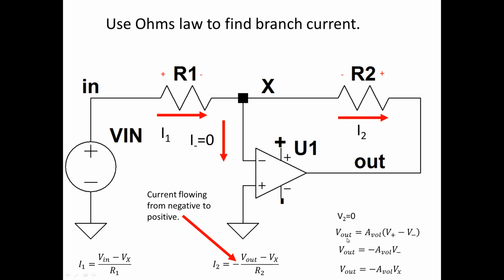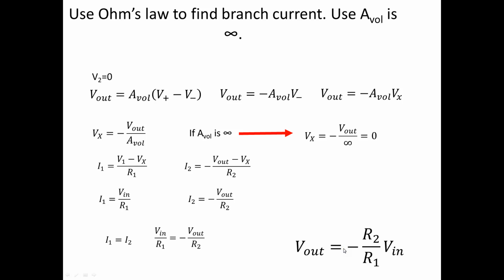Something else: Vout equals the open loop gain times (V plus minus V minus). Notice we've connected this positive terminal to ground, so V2 no longer exists, and we can simplify: Vout equals minus the open loop gain times Vx. Now we're going to find the branch current, and we're going to use the open loop gain as infinity. So here we've re-summarized that Vout equals minus the open loop gain times Vx. We want to solve for Vx, which equals minus Vout over the open loop gain. And if the open loop gain goes to infinity, Vx goes to 0.